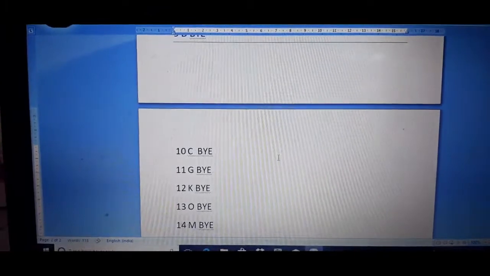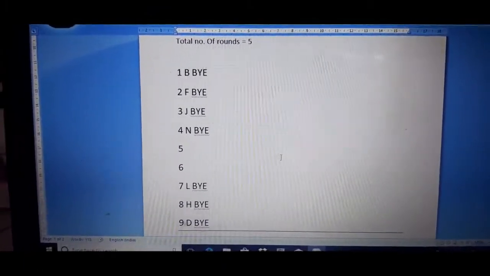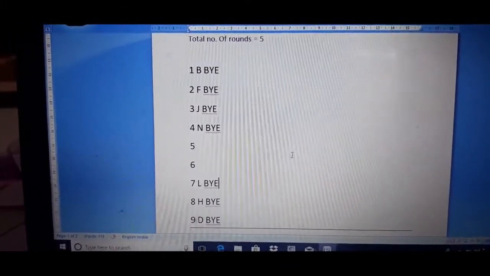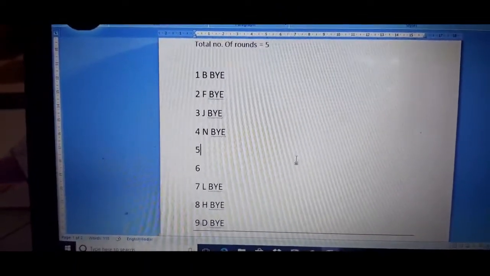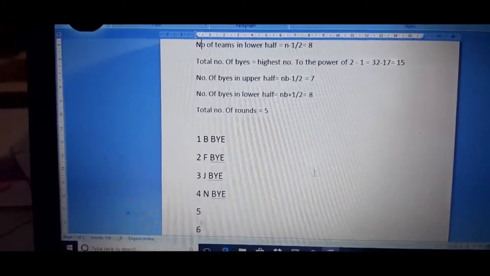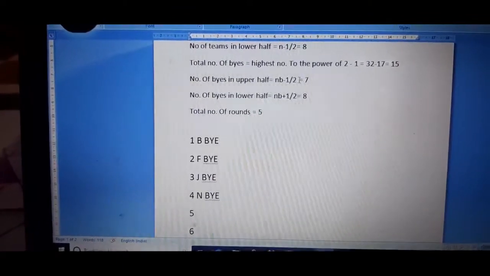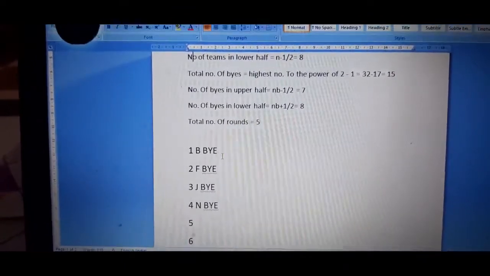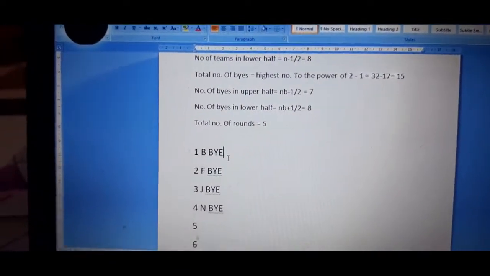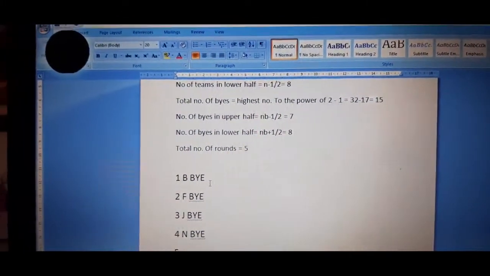See, now we have given all the 15 byes. Now you can start counting, that is 1, 2, 3, 4 byes are here, 5, 6 and 7. How many byes were supposed to be in the top half? That is the number of byes in the upper half, that is 7. How many we have given is 7. So you see, every formula is being executed clearly. You have to keep checking. What if you give 8 over here and you have written 7 over there?